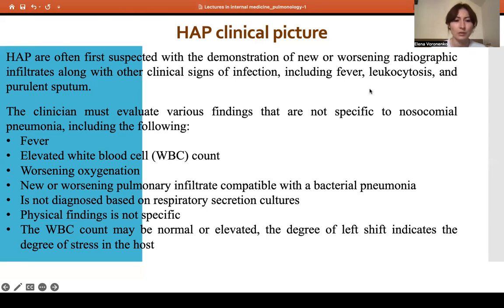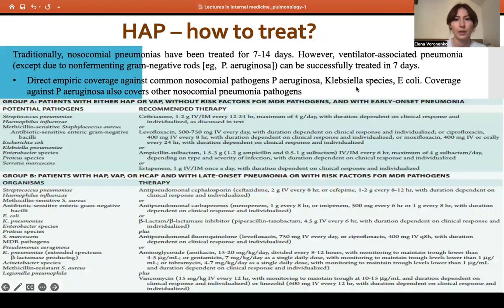Physical findings are not specific. WBC count may be normal or elevated. The degree of left shift indicates the degree of stress in the host. Traditionally, nosocomial pneumonias have been treated for 14 days. However, ventilator-associated pneumonia can be successfully treated in 7 days.